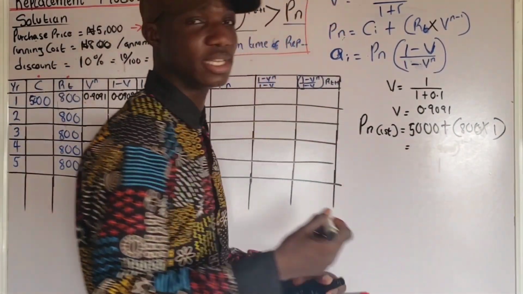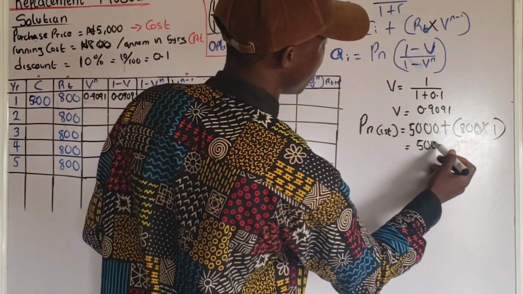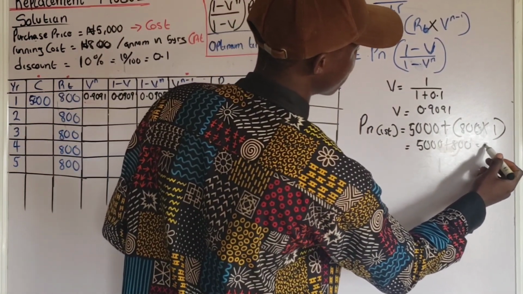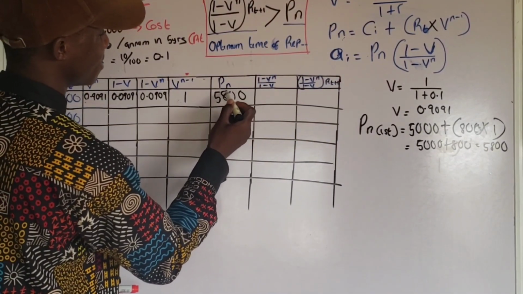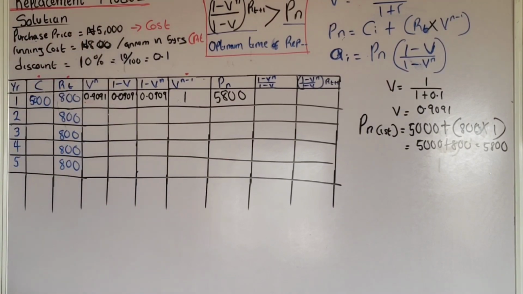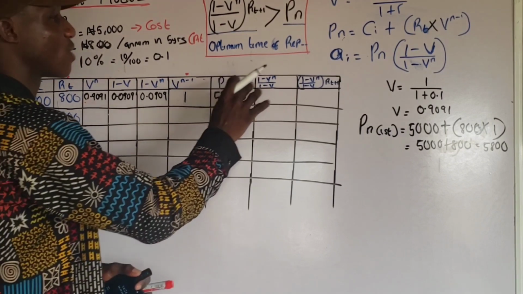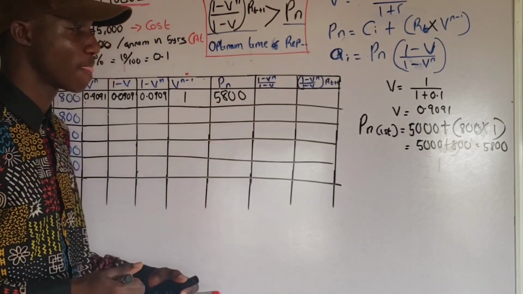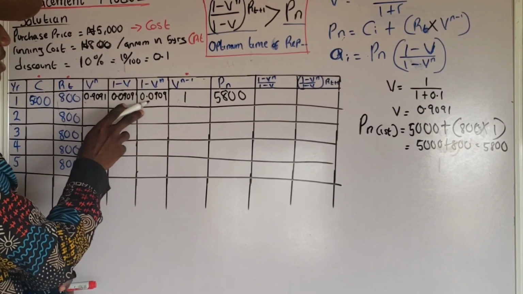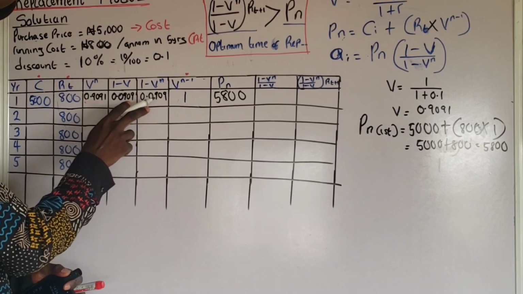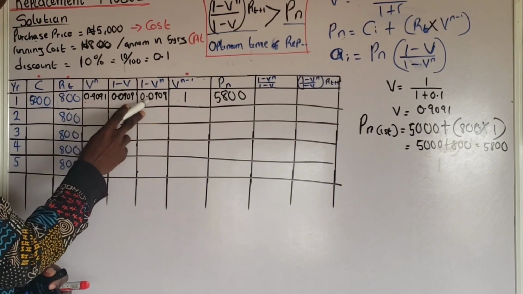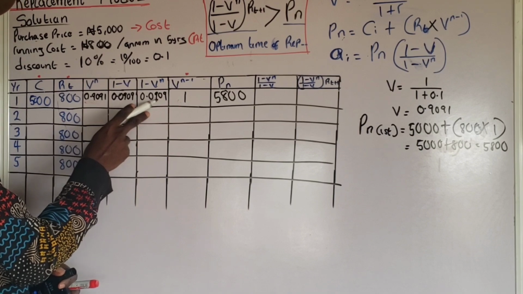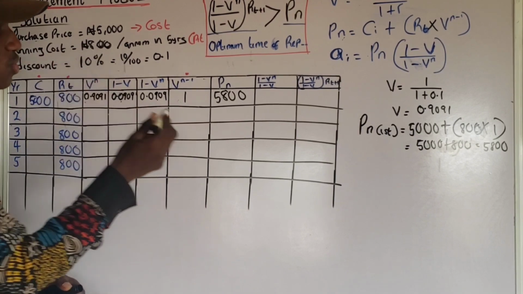So for the first year, the Pn will be 5,000 naira plus 800, which equals 5,800, okay? So here I'm going to have 5,800. Do you understand? If you didn't understand, listen to the explanation again, okay? So now let us proceed to 1 minus v raised to the power of n all over 1 minus v. Now 1 minus v raised to the power of n for the first year is what? 0.0909. Now 1 minus v is what? 0.0909 as well. So I'm going to have 0.0909 divided by 0.0909, that is 1. So here I'm going to have 1.